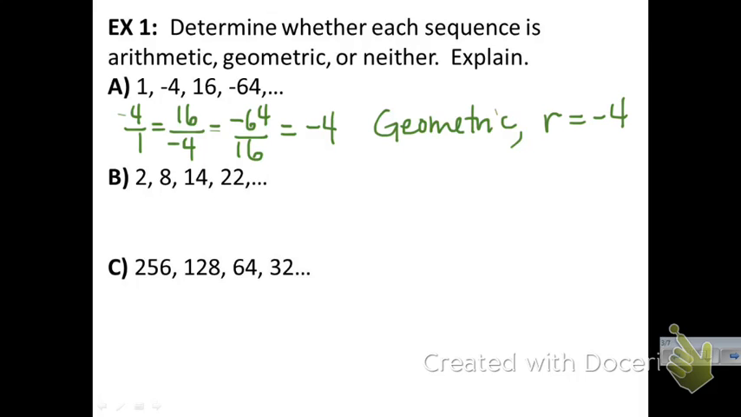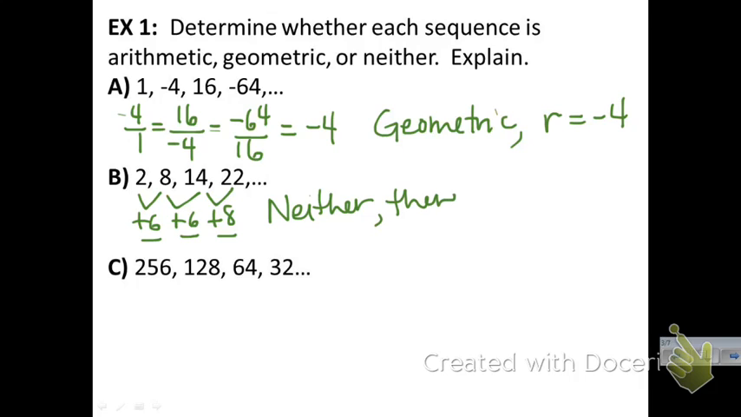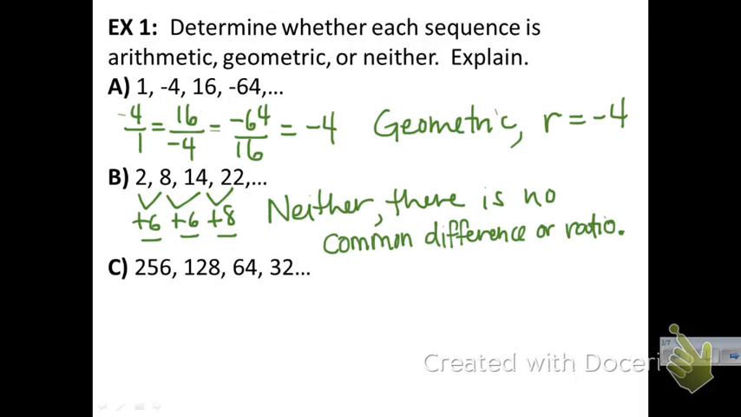On B, we can see that it's getting bigger, but not by multiplication, so we're going to see what's going on. It looks like it's adding 6 here, adding 6 here, but it does not add 6, it adds 8 there. Because these aren't constant, it is not arithmetic. We're not multiplying or dividing, so it's not geometric, so we would say neither. There is no common difference or common ratio, so it's neither.